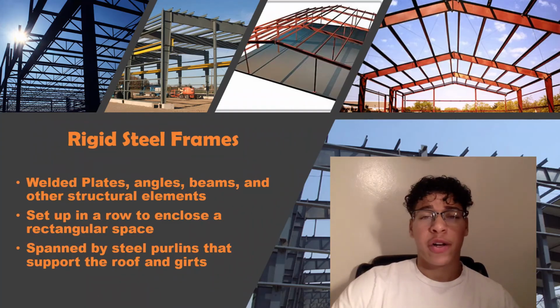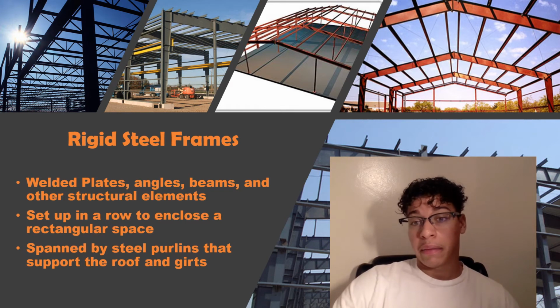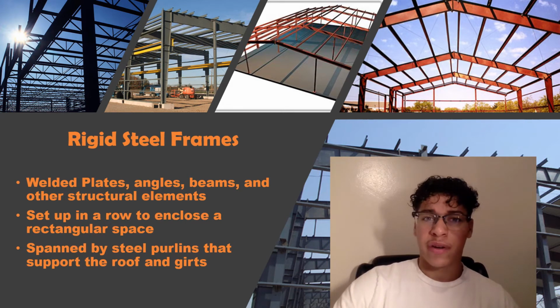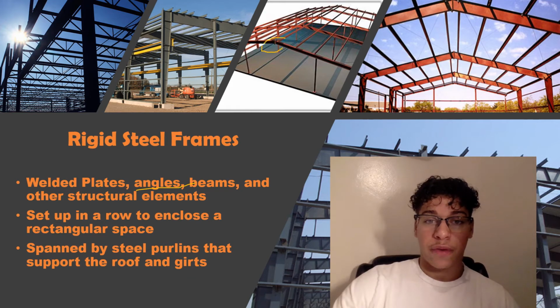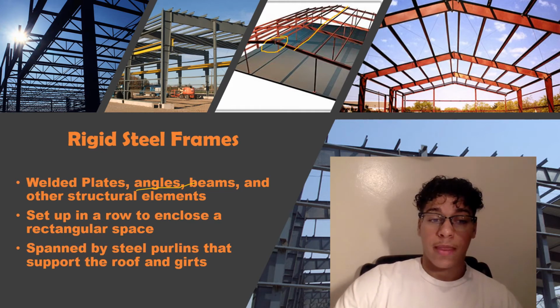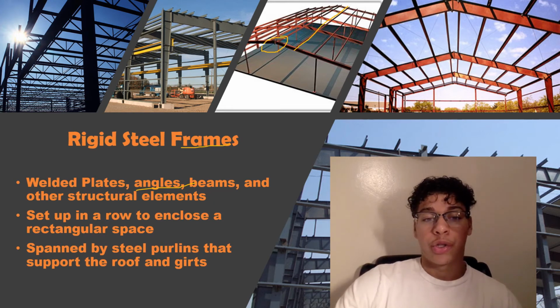In this slide, I provided you with a lot of images that are used as examples of rigid steel frames. And let's just dive into it. These rigid steel frames consist of welded plates, angles, as we can see over here in this image I'm pointing at, beams like these, and other structural elements. The frames themselves are set up in a row to enclose a rectangular space, and this is kind of the main use of it.